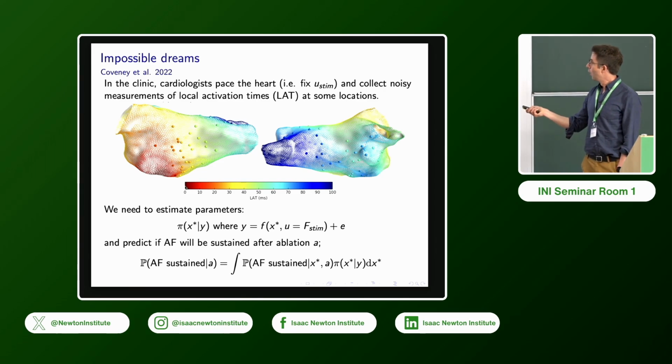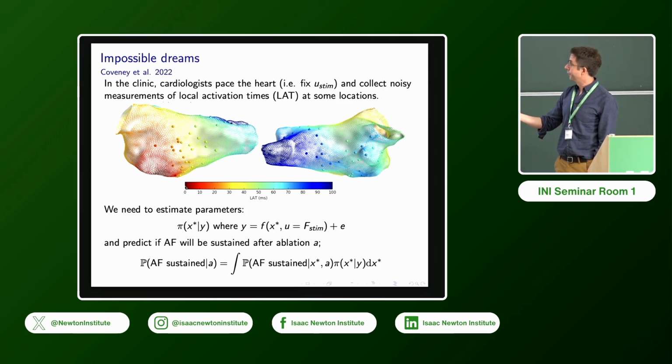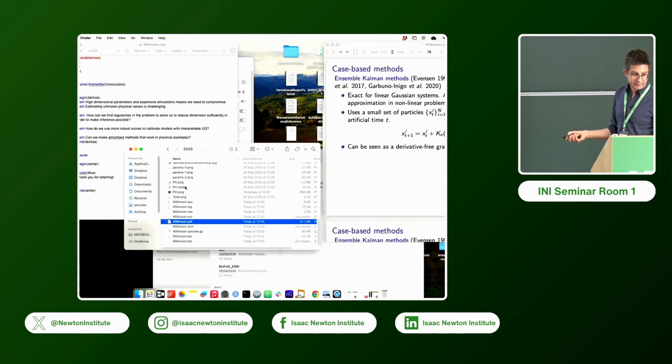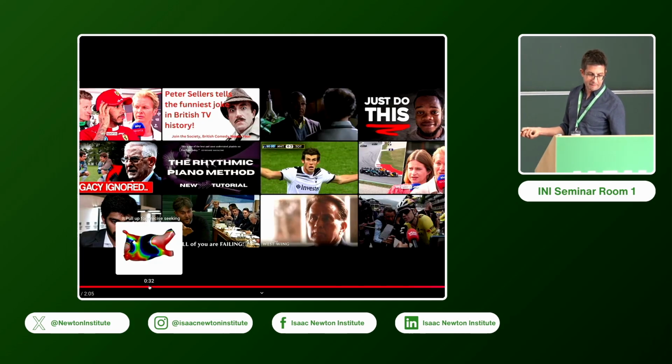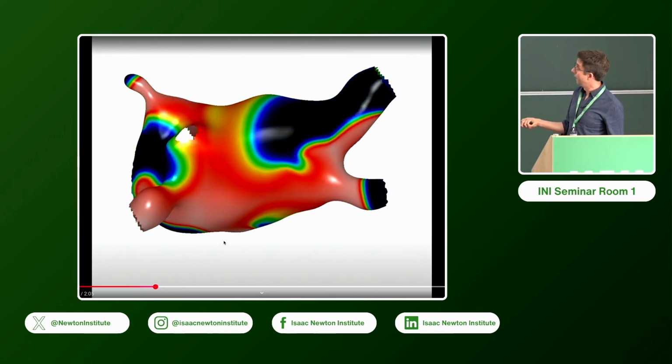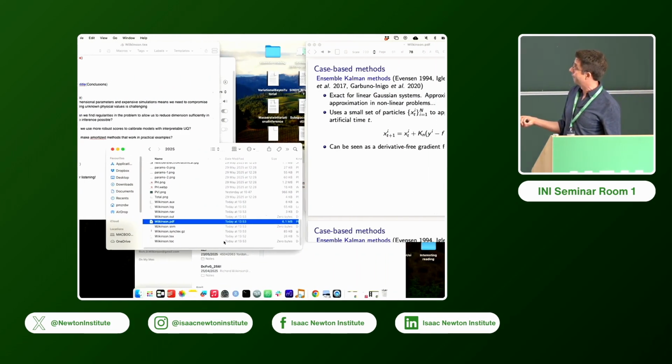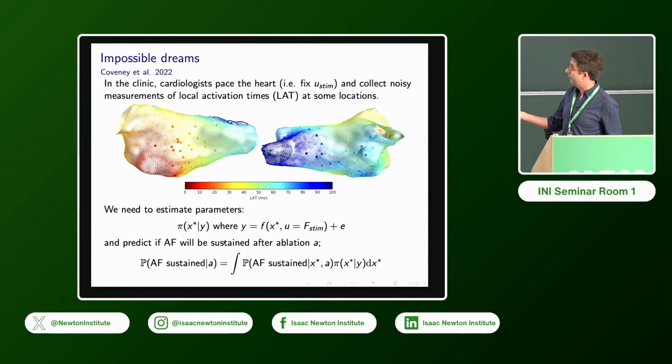So in other words, the model gives us this bit. It tells us, we can simulate, that was this simulation. We can simulate atrial fibrillation, and we can see if it's sustained in a given heart or not. But we can only do that if we know X star. So if we integrate out the uncertainty in X star, we get a prediction here.